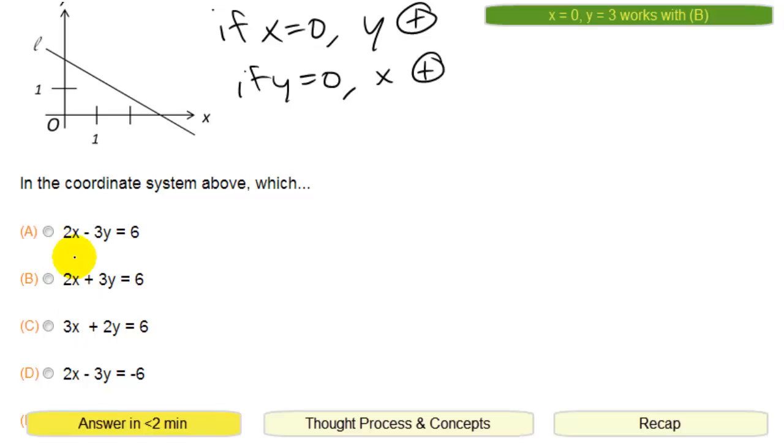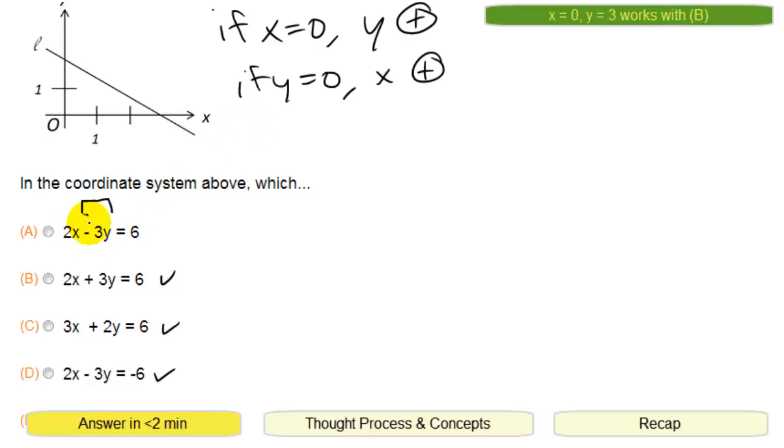So let's go through these answer choices. If x is 0, that means we only pay attention to this second term here. So all these go to 0. Then when is y positive? Well, it's not here. This is okay. This is okay. This is okay. And this is okay.